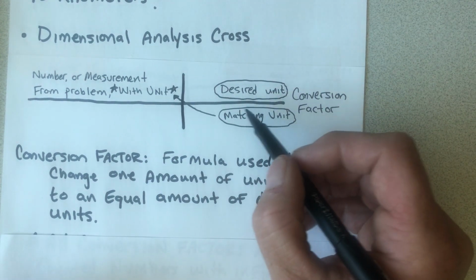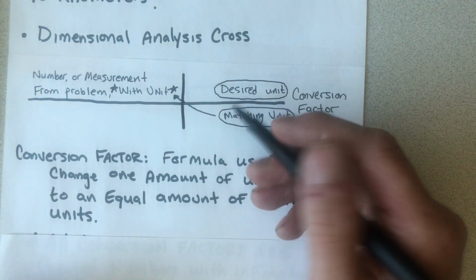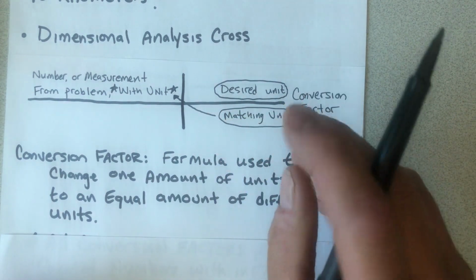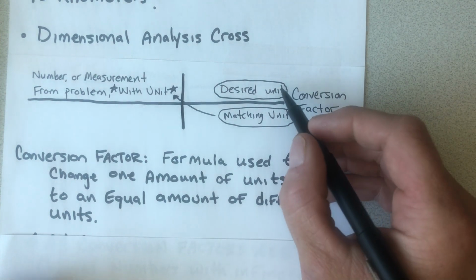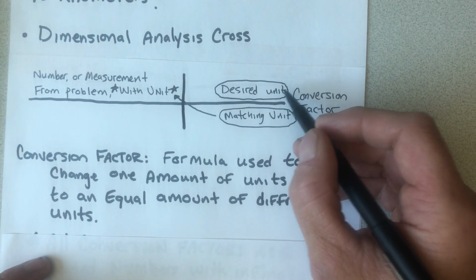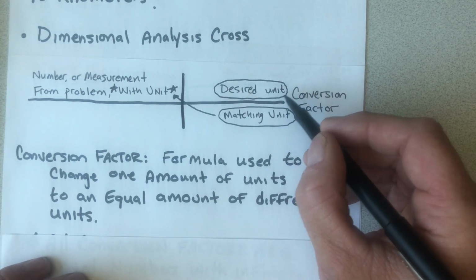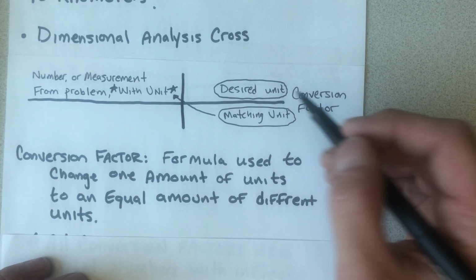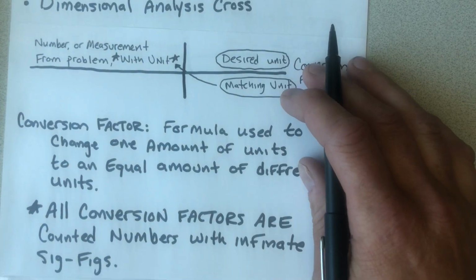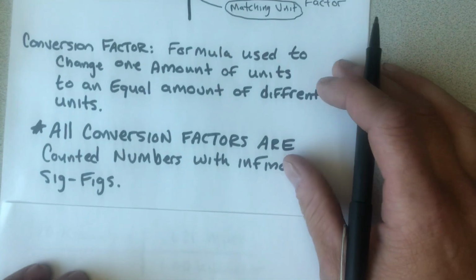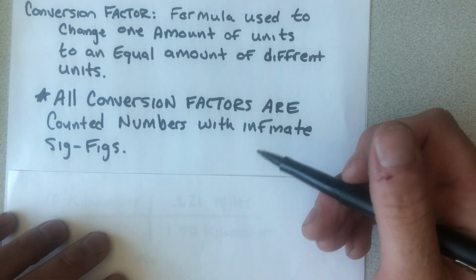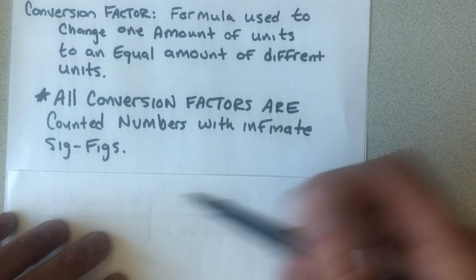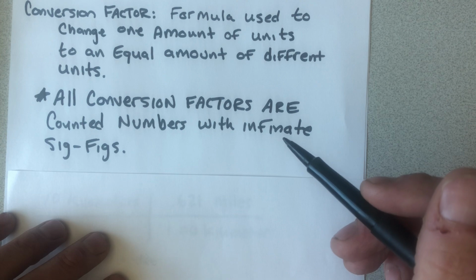Remembering that this is a fraction, you know that if you have the same unit as a numerator and a denominator, you can cancel them out. So that's why we do it that way. The unit that you want to be left with, or answer the question with, goes on top in this spot. The other thing to remember in connection with significant figures is that all conversion factors are counted numbers with infinite significant figures.